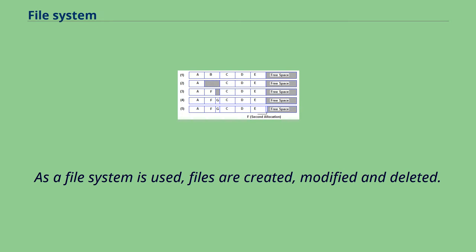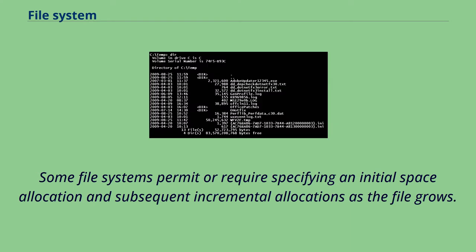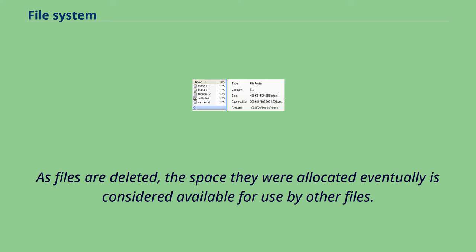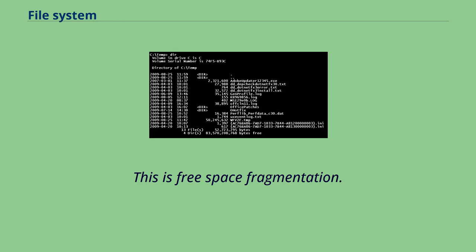As a file system is used, files are created, modified, and deleted. When a file is created, the file system allocates space for the data. Some file systems permit or require specifying an initial space allocation and subsequent incremental allocations as the file grows. As files are deleted, the space they were allocated eventually is considered available for use by other files. This creates alternating used and unused areas of various sizes. This is free space fragmentation.